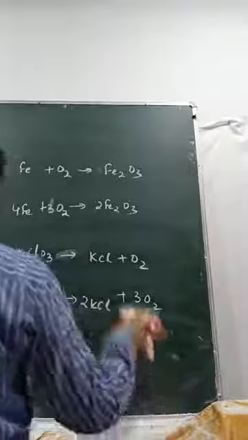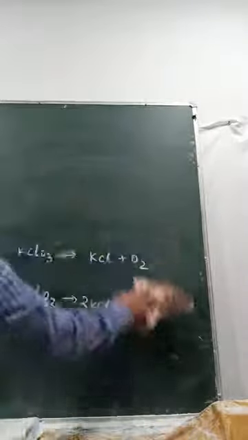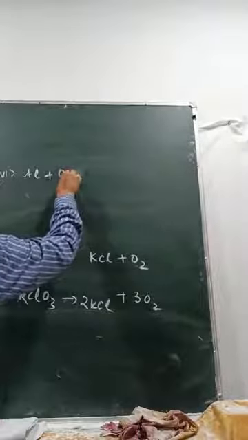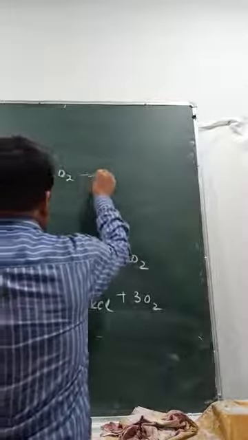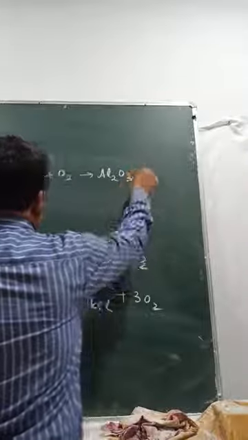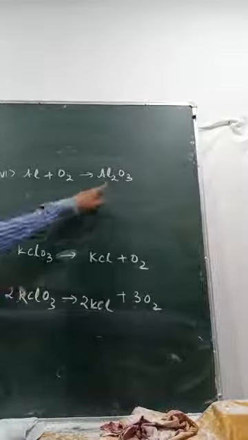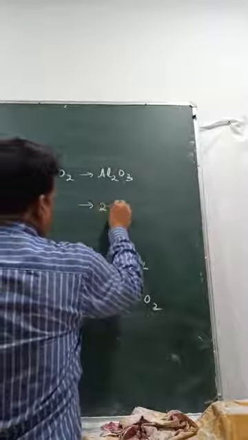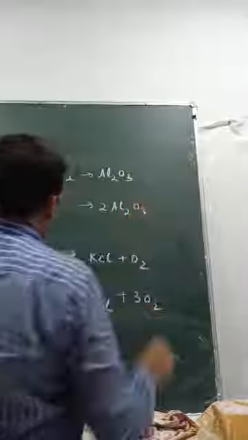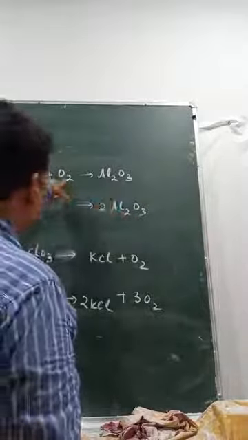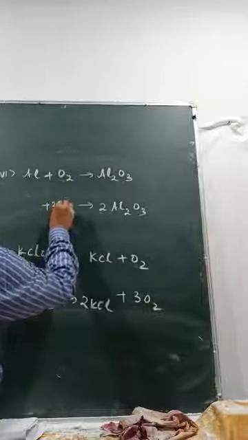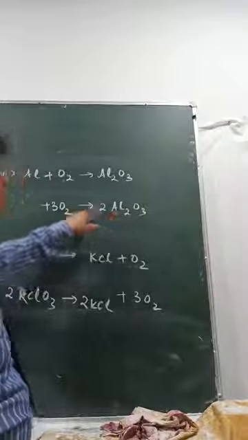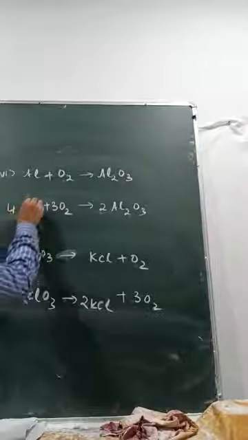See one more equation. Al plus O2 gives you Al2O3. Again the same clue you are finding. 3 here, so multiply 2. If you multiply 2, 2Al2O3. Oxygen becomes 6. Here is 2, so 3O2. The aluminum is how much now? 4. 2 times 2 is 4 here. So this is 1. So 4Al.